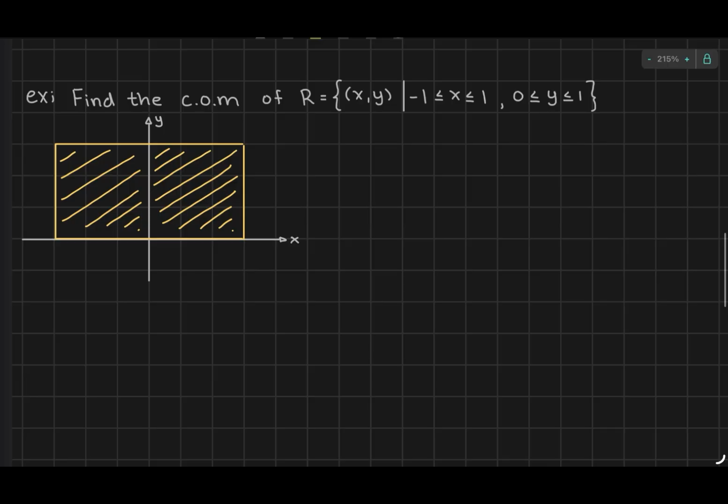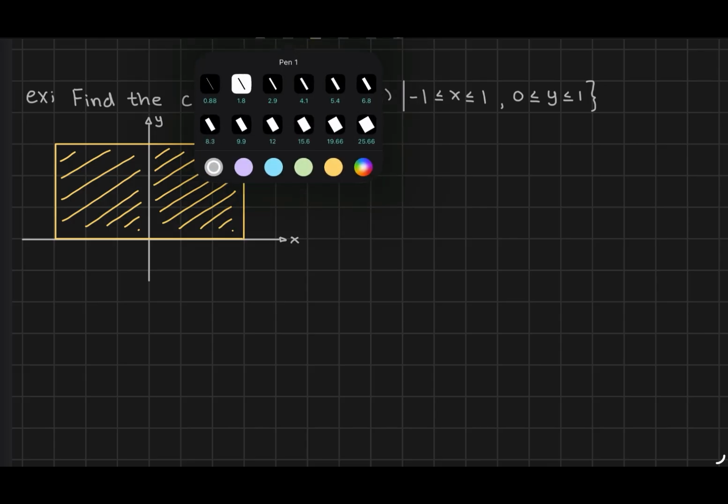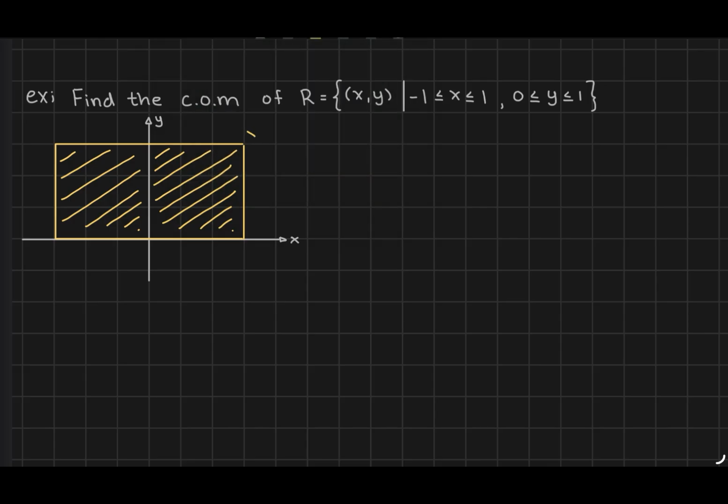I already graphed it out here. We're asked to find the center of mass of our region R, the set of x and y such that -1 is less than or equal to x is less than or equal to 1, and 0 is less than or equal to y is less than or equal to 1. So I already graphed this out for us. This is going to be x is equal to 1, this is going to be x is equal to -1, this is going to be y is equal to 0, and this is going to be y is equal to 1.